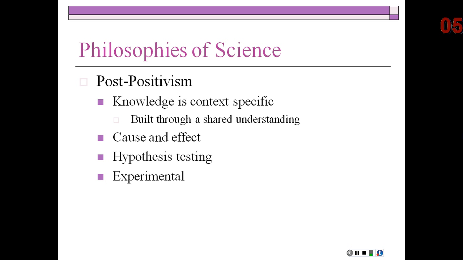And this philosophy of science, post-positivism, the real difference between this and positivism is that scientists adopting this philosophy will understand that knowledge is context-specific and knowledge is not value-free, meaning that from the outset of you conducting your research, you are necessarily biased in some way.